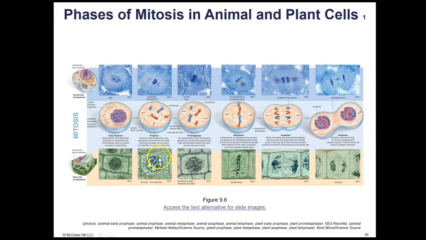You also start to see the nuclear envelope. You can really see it here in this plant cell. The nuclear envelope is going to start to dissolve as well, and so is the nucleolus. And here, this must be the end of prophase because I can see the centrosomes. This would be where a centrosome is located, and here's another centrosome.